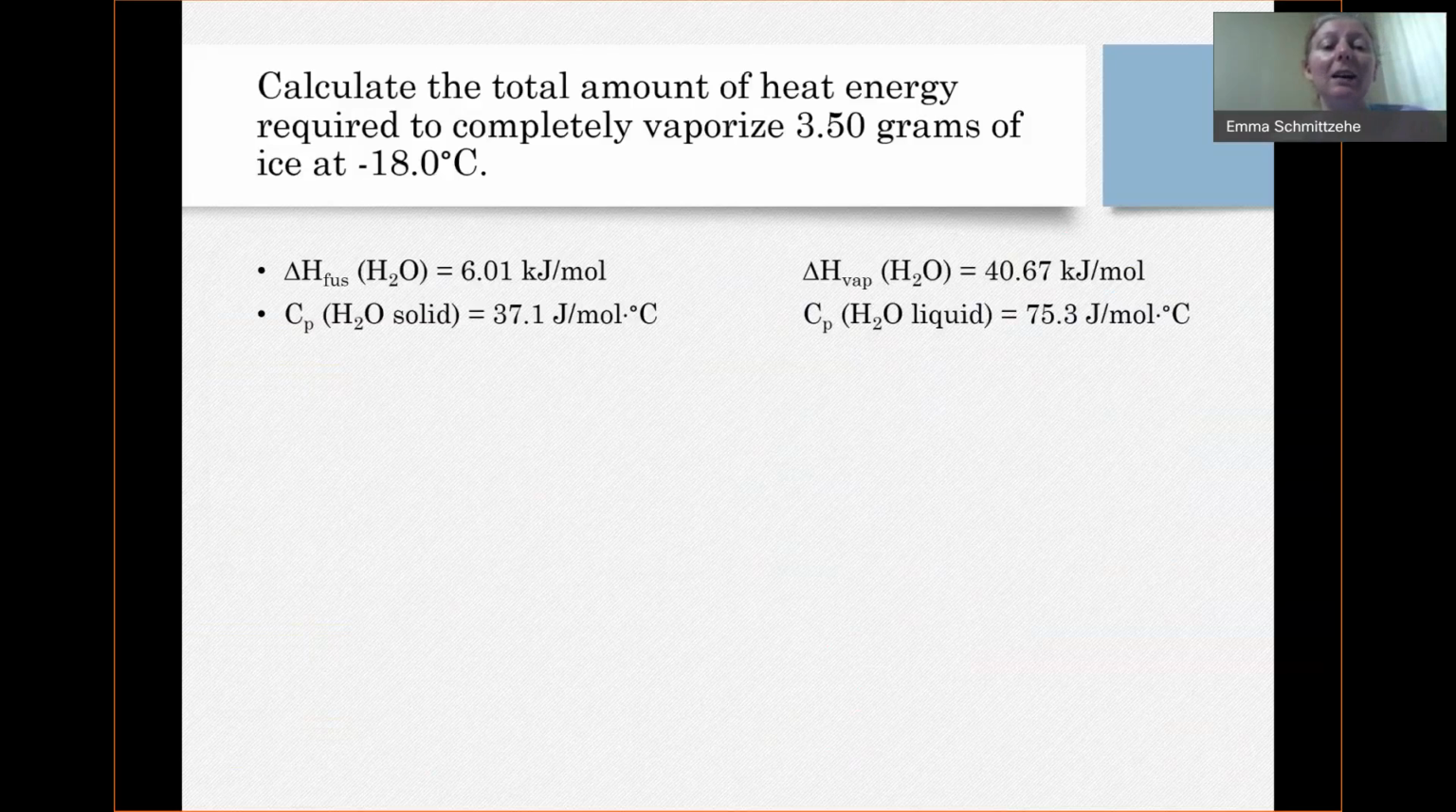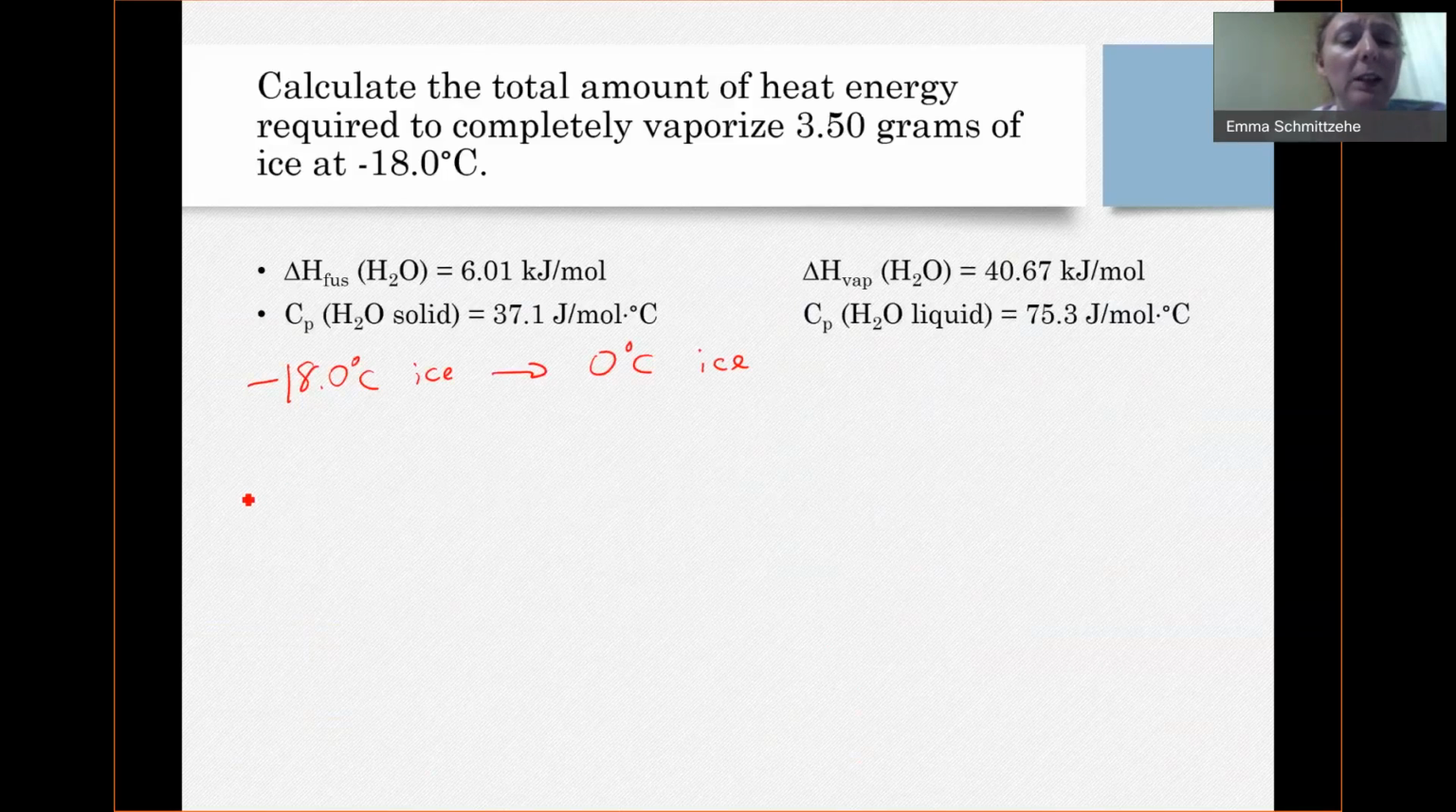But we want to take this ice that's at negative 18 degrees C and add enough heat until we eventually vaporize it. So what you have to realize is first, that ice, before it can be vaporized, needs to melt, and then it can be vaporized after some temperature changes as well. We can't melt the ice until we take that negative 18 degrees C ice and convert it to 0 degrees C ice, because that's the melting point.